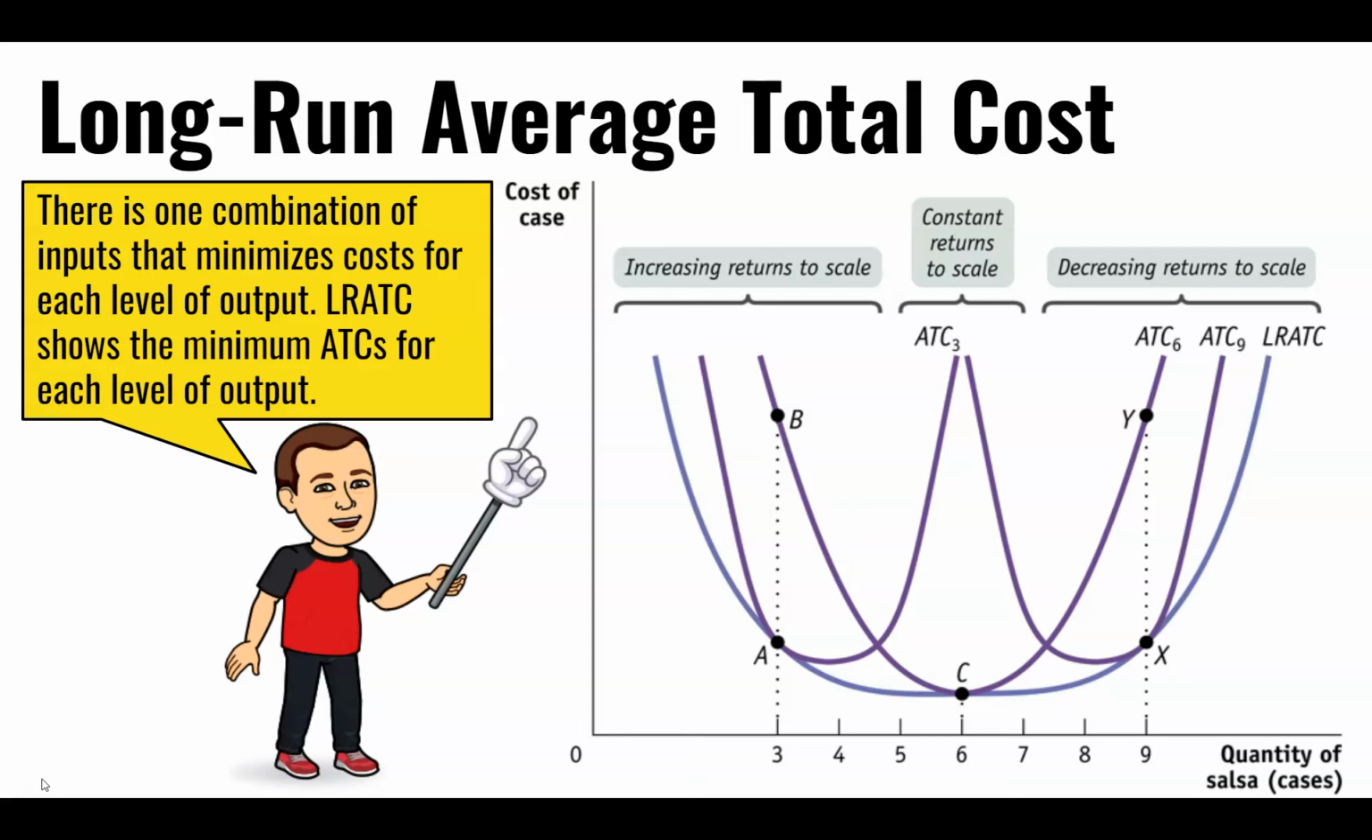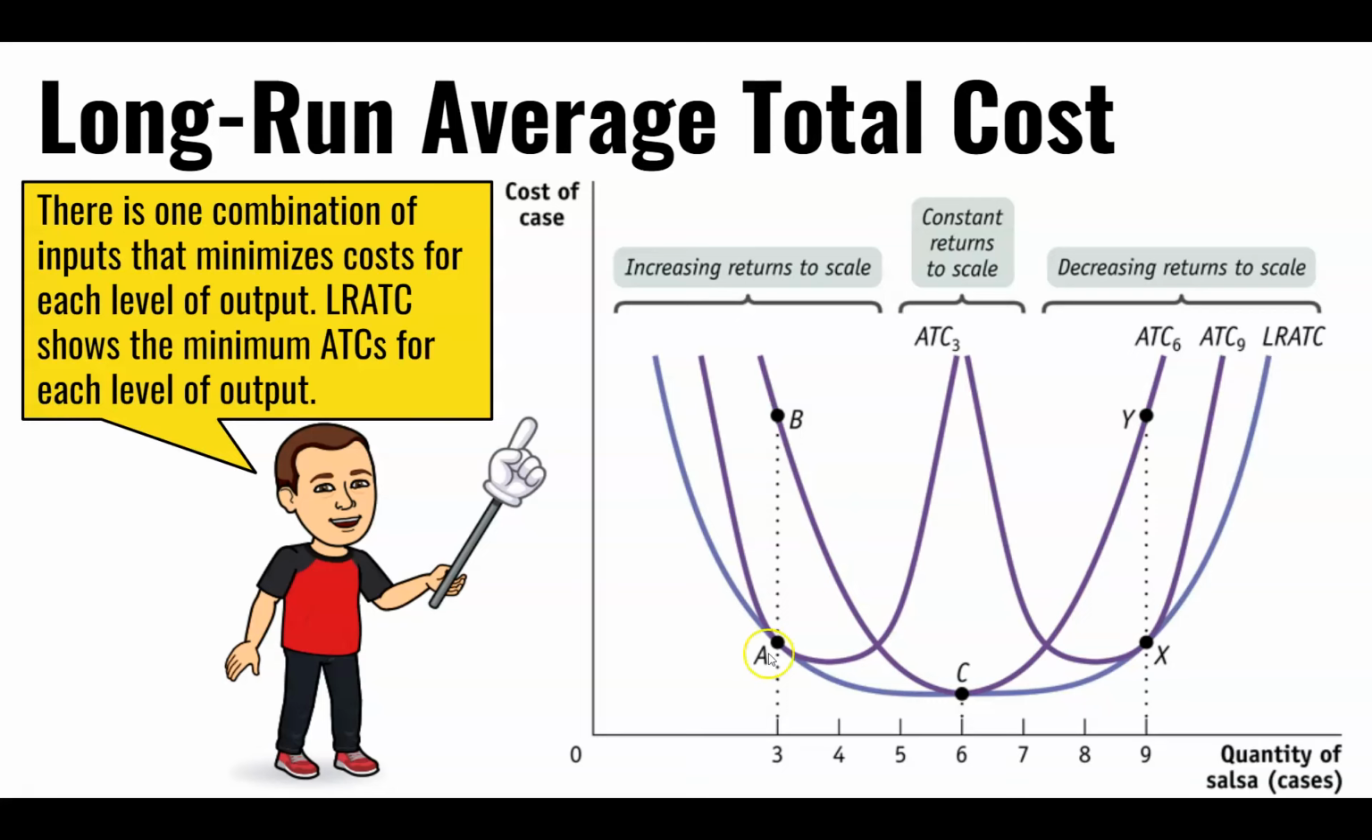We recognize that there is one combination of inputs that will minimize my cost of production for each level of output. So on the graph, we've got three options, ATC3, ATC6, and ATC9. Each one of them presents a minimum cost for a single quantity of output. So if I'm producing 3 cases of salsa, then the ATC3 option is the lowest average total cost of the 3 options available to me when I'm producing 3 cases.